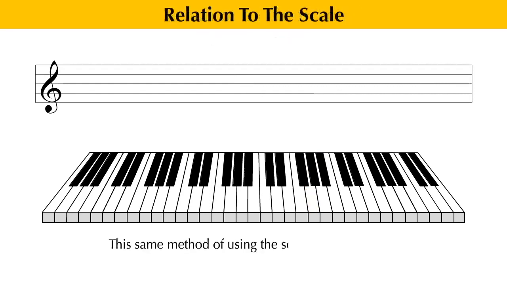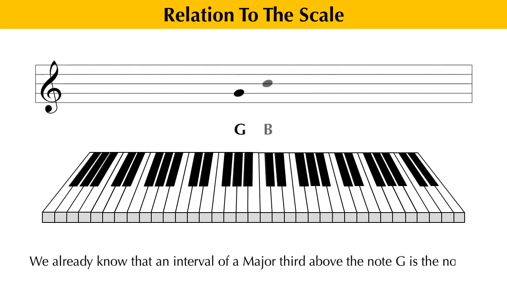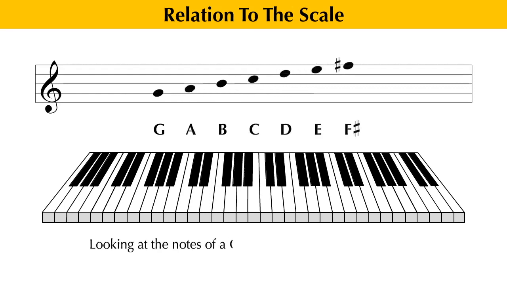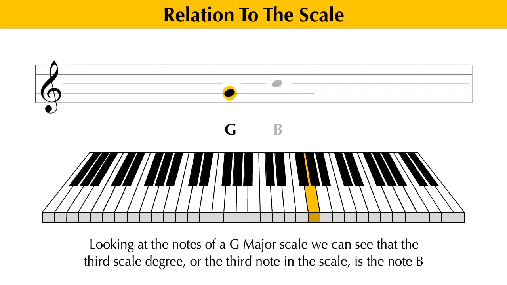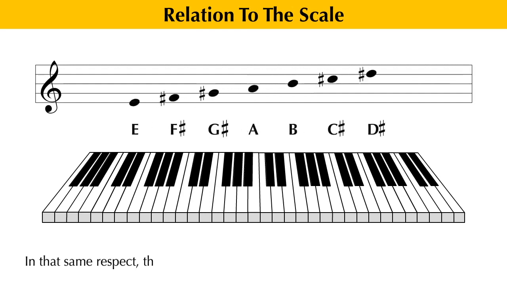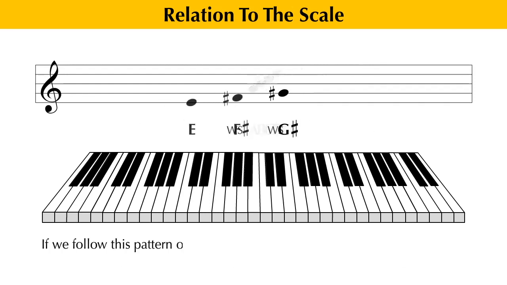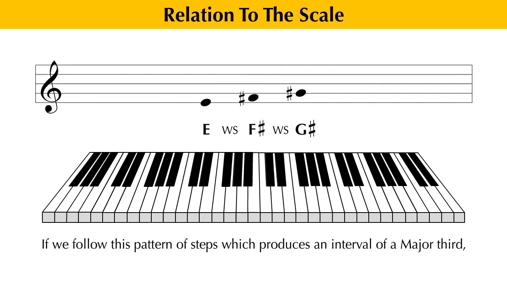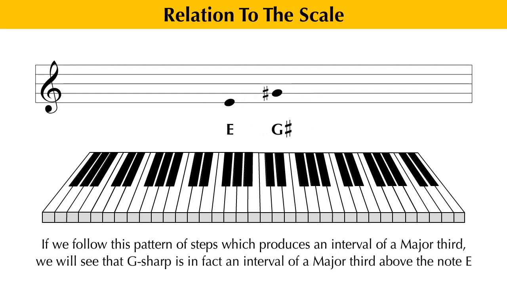This same method of using the scale may be applied to intervals of a major third as well. We already know that an interval of a major third above the note G is the note B. Looking at the notes of a G major scale, we can see that the third scale degree, or the third note in the scale, is the note B. In that same respect, the third note of an E major scale is the note G sharp. If we follow the pattern of steps which produces an interval of a major third, we will see that G sharp is in fact an interval of a major third above the note E.